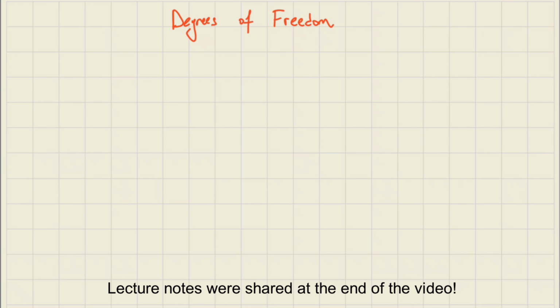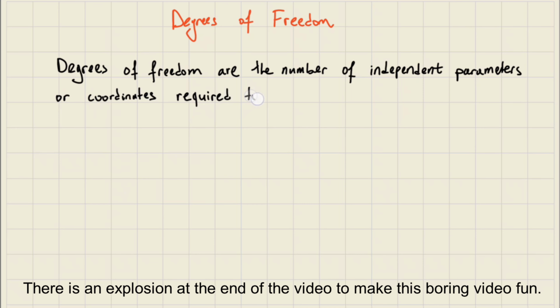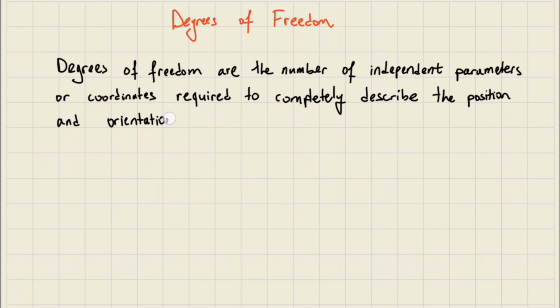In this video, I will talk about degrees of freedom. Degrees of freedom are the number of independent parameters or coordinates required to completely describe the position and orientation of a system in a space. And our system is molecules.